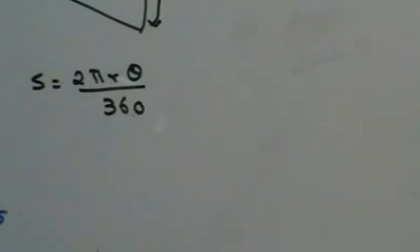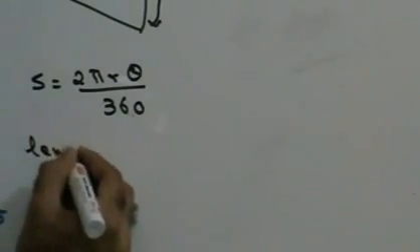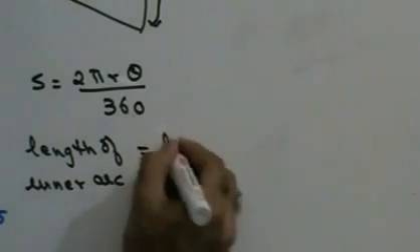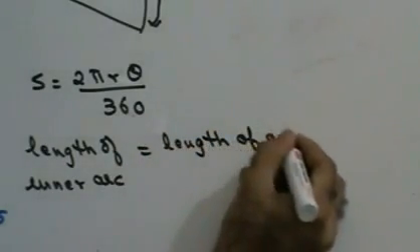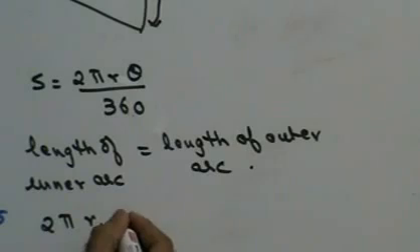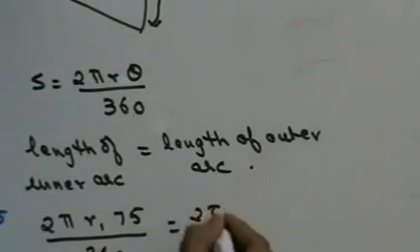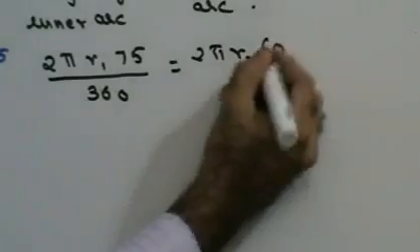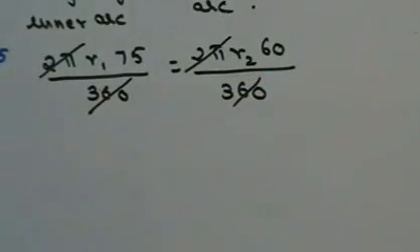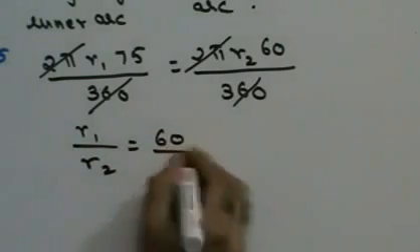Now they are saying that the length of the two peripheries are same. That means length of inner arc is equal to length of outer arc. So inner arc will be 2 pi r1, theta is how much? Inner angle is 75 upon 360. Length of outer arc will be 2 pi r2, r2 is the radius of the outer arc, 60 upon 360. 2 pi gets cancelled, 360 gets cancelled. Therefore the ratio of the radii will be r1 upon r2, which is going to be 60 upon 75.